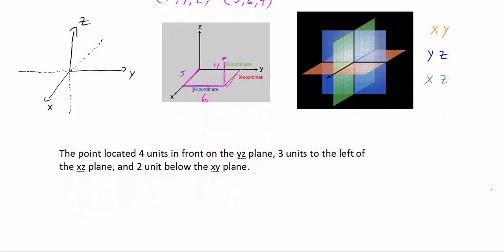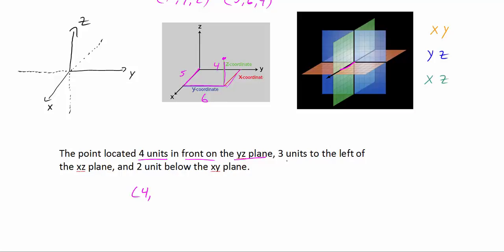Okay, so let's see if we can figure out this statement below. It says the point located 4 units in front of the YZ plane. So if we locate the YZ plane, we're going 4 units in front of that. Well, the YZ plane is here in blue. And when it says YZ plane, what's missing? Well, the X is missing, so that means we're looking at the X coordinate. So we're coming in front of the plane. That means we're coming out here. So that means we're going a distance of 4.